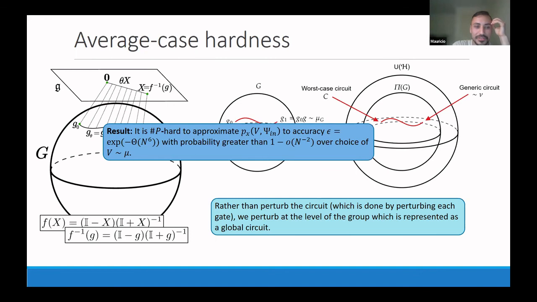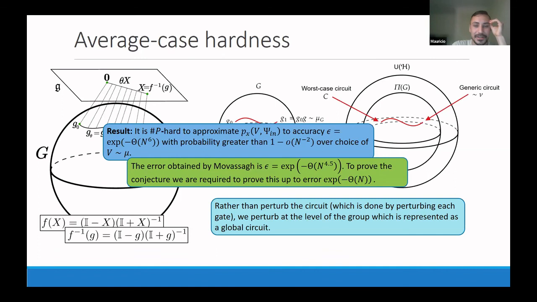Now right after we published, or almost simultaneously, there were other results. Previous to what we did, Movassagh has shown for random circuit sampling this error. So it was a bit better than ours. And just to remind you, to prove the conjecture we need 2 to the minus n. So this is what is required. So we're almost there.